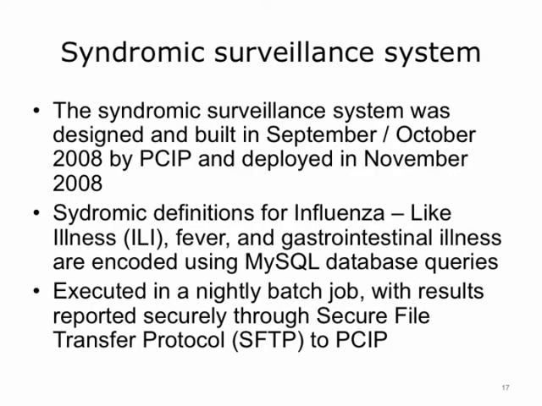In November 2008, PCIP and eClinicalWorks built a syndromic surveillance feature into their EHR system. The focus was on a number of syndromic definitions, such as influenza-like illness, fever, and gastrointestinal illness. These definitions were encoded as database queries that ran on each practice's system on a nightly basis. The final result counts were then securely transmitted as a text file to PCIP's secure servers.